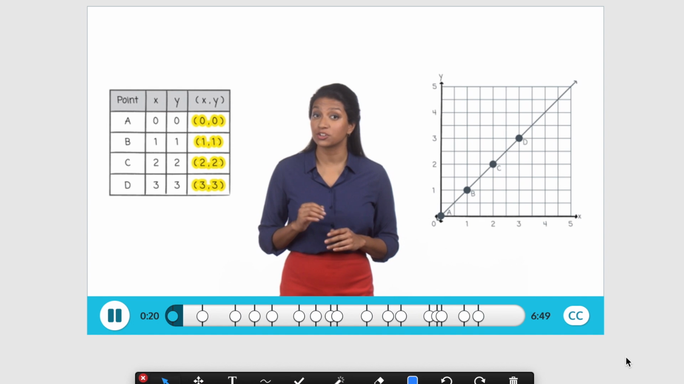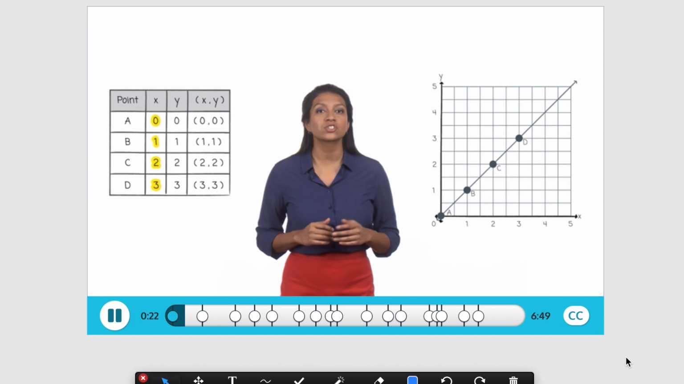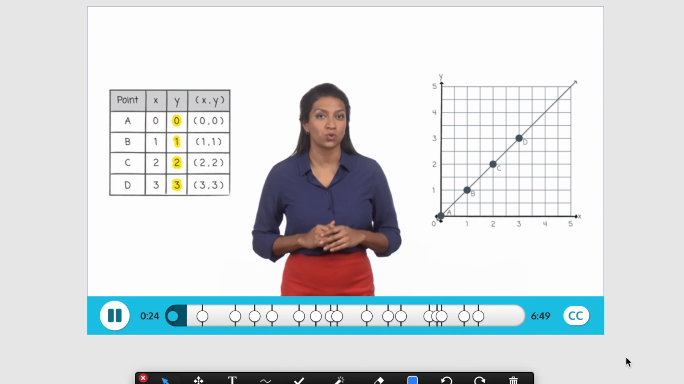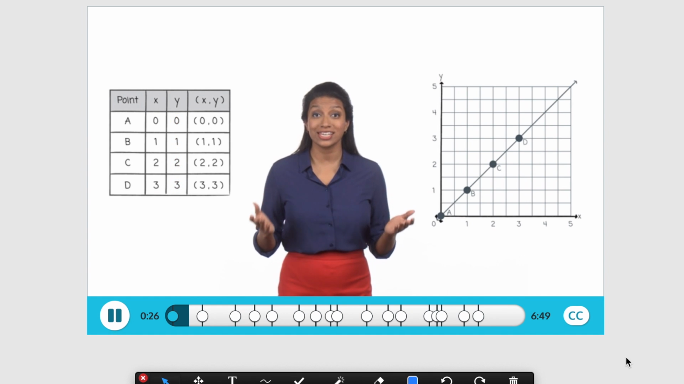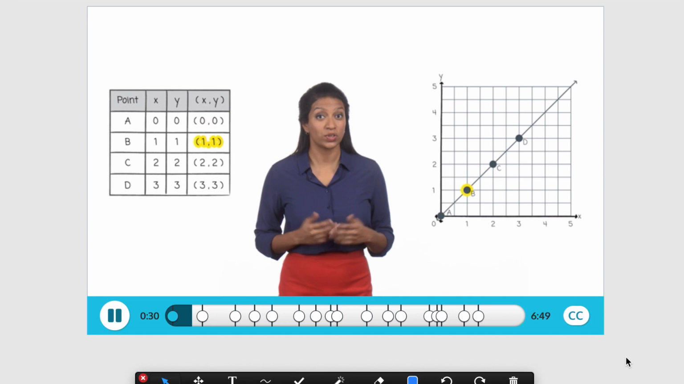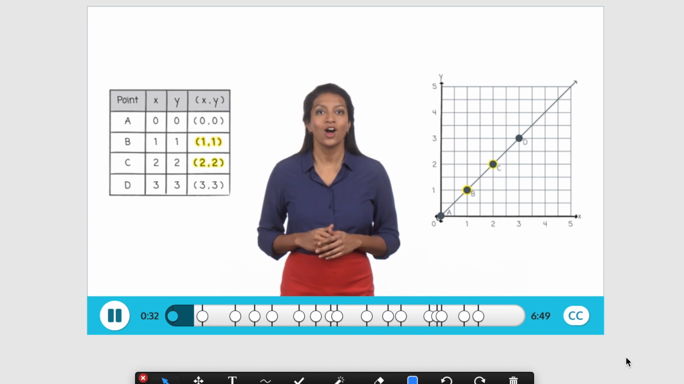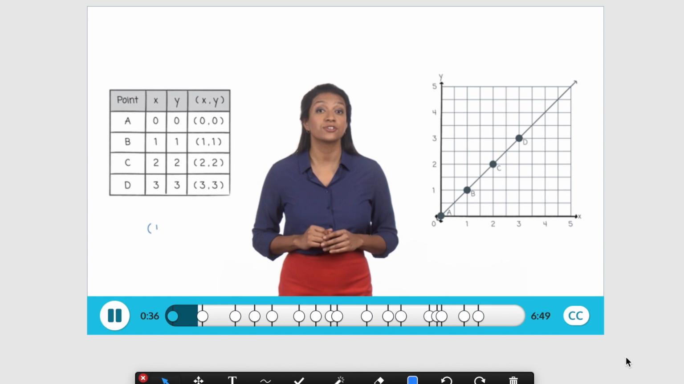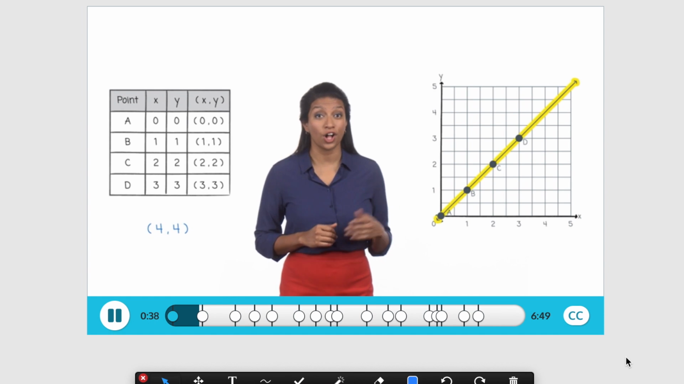Did you notice a pattern in these coordinates? The x-coordinate is the same as its corresponding y-coordinate. They're always equal to one another. When x is 0, so is y. When x is 1, so is y. All the way up to 3, 3. Well, would the point with coordinates 4, 4 also fall on this line?